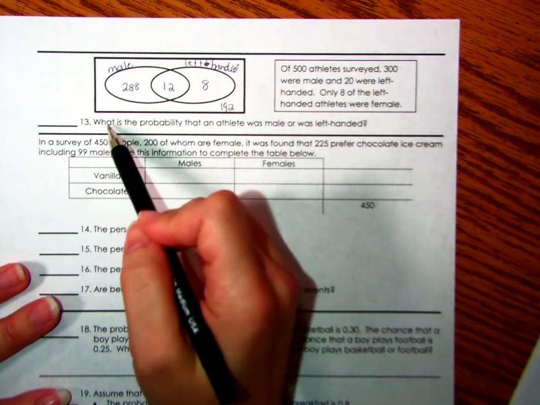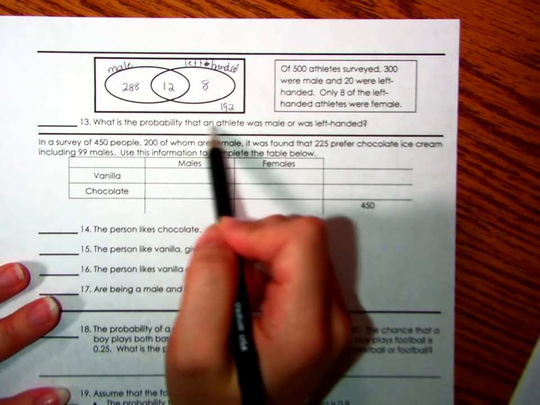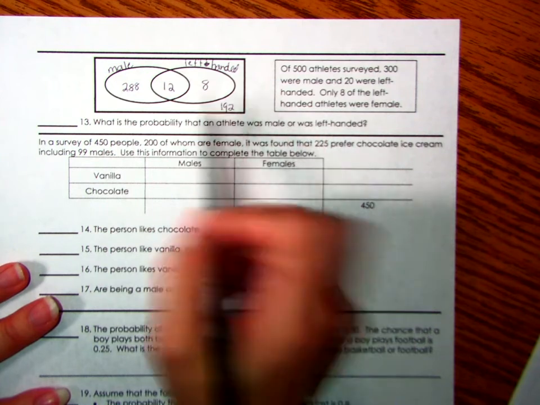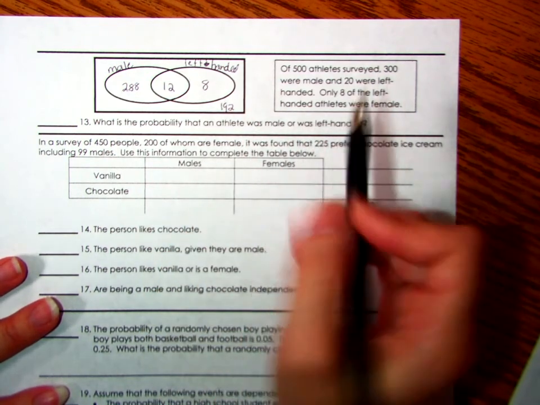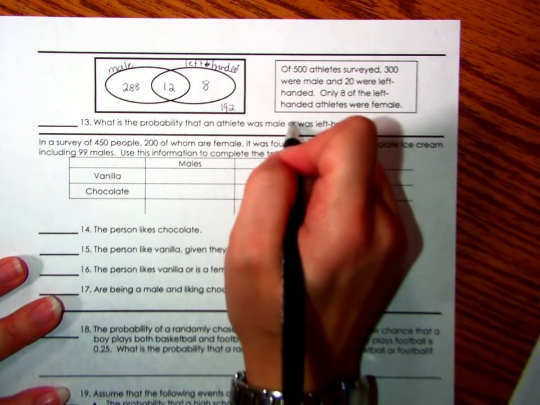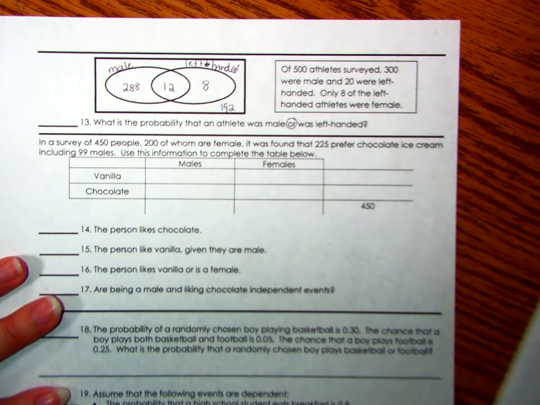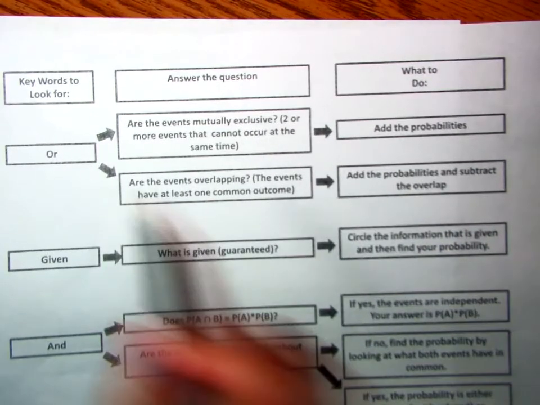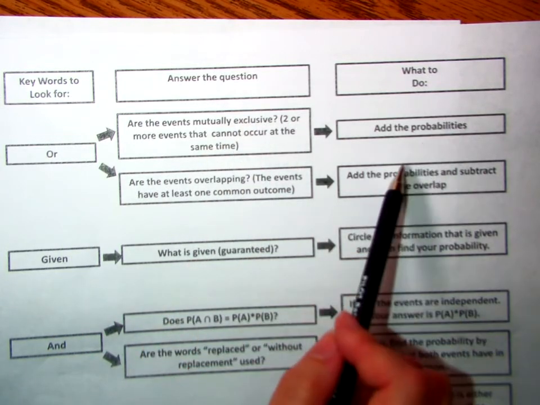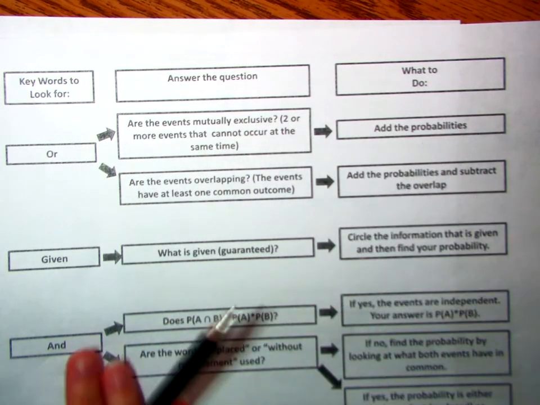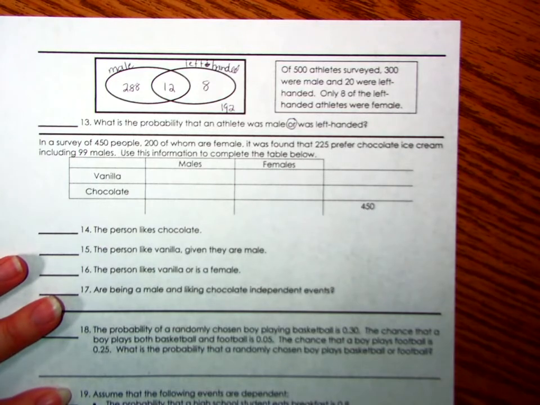But it says, what is the probability that an athlete was male or left-handed? So this 192 probably represented our right-handed people. But we're going to go ahead and look at the word that they gave us, the word or, which means, according to our probability guide, if we're using the word or, we're trying to decide if there's going to be any overlap. We're going to add the probabilities, and if there's overlap, we're going to subtract it out. So let's add our probabilities together.